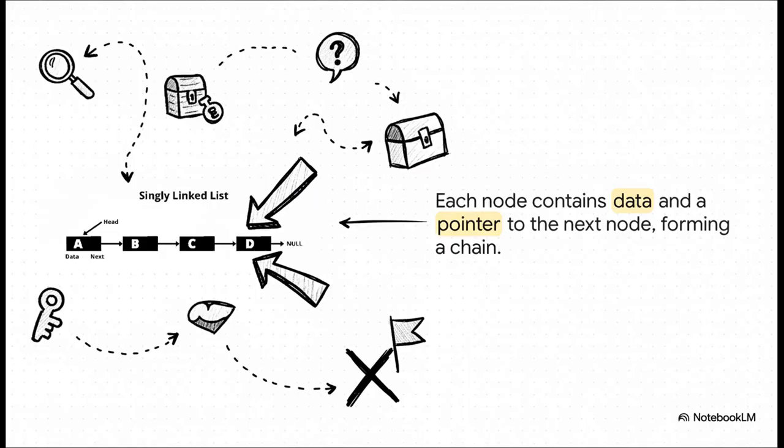We can see how it works right here in this chain. You start at the head, the first element. It holds its own data and, crucially, a pointer that leads you straight to the next element, which in turn points to the next, and so on, until the very last one points to null, which just means, hey, you've reached the end of the line.